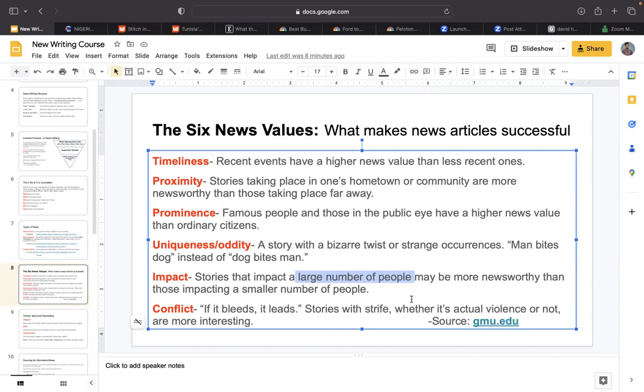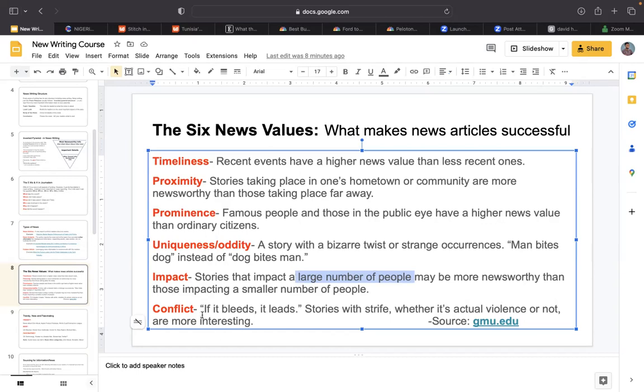So when stories impact a large number of people, they tend to have more value and be more newsworthy. If hundreds of people died in a train crash, a plane crash or a car accident, it will go more viral than a single person dying, especially if the person is not famous or prominent.